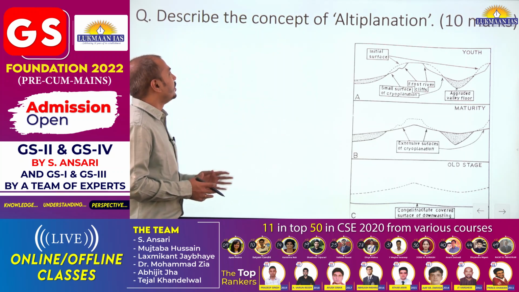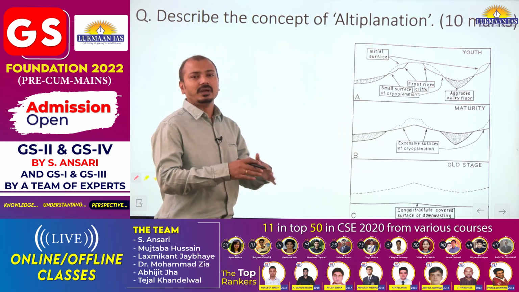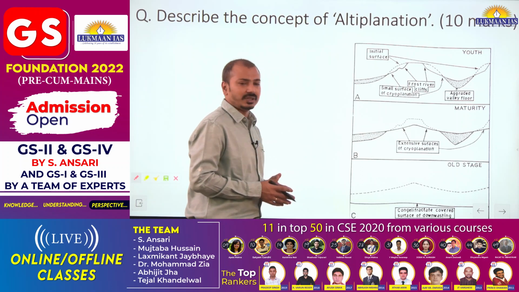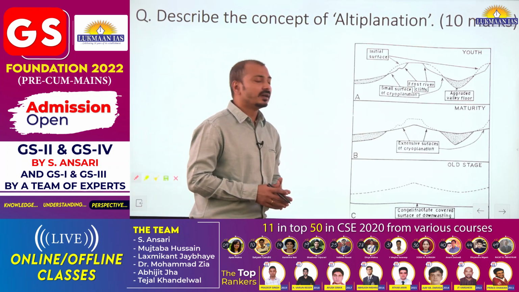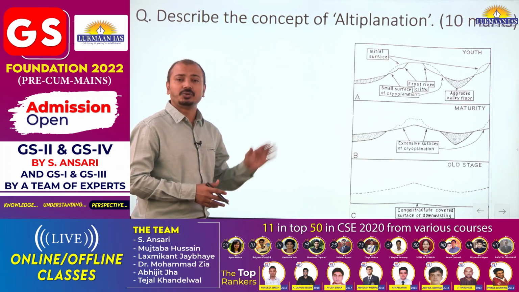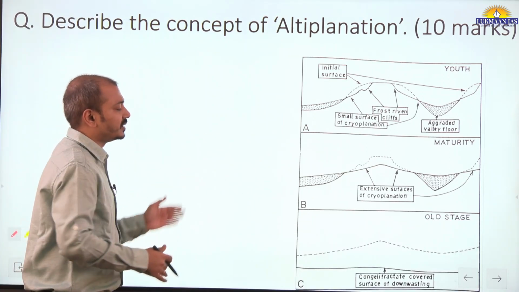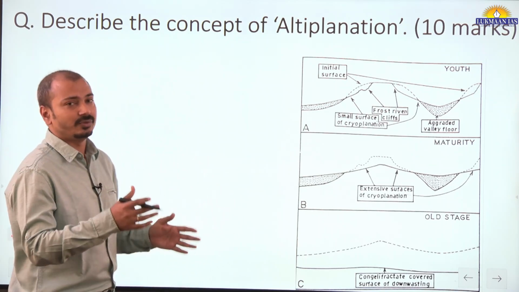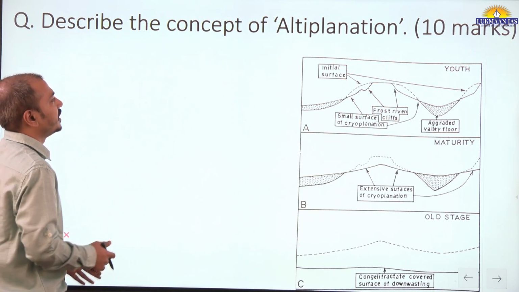Then in the body part, start describing this particular landform: how it is formed, how it works out as part of the cycle of erosion in the periglacial region, and finally how the cryoplanation or altiplanation is formed. All these aspects you can write in the body part, and in the conclusion you can write the significance of this particular landform as the end part of your cycle of erosion. So let us start with the introduction here.